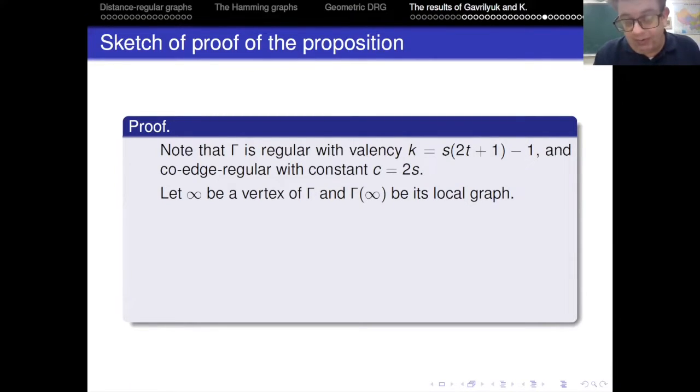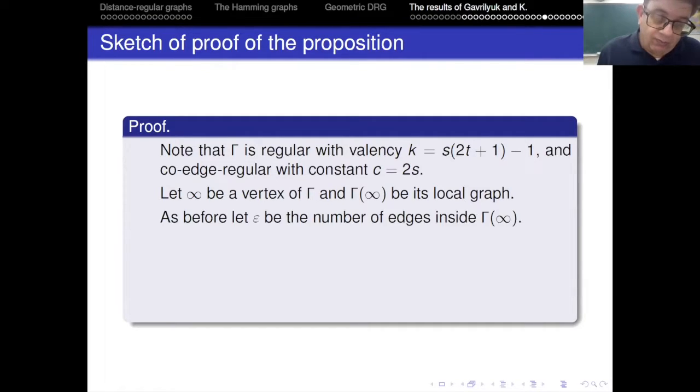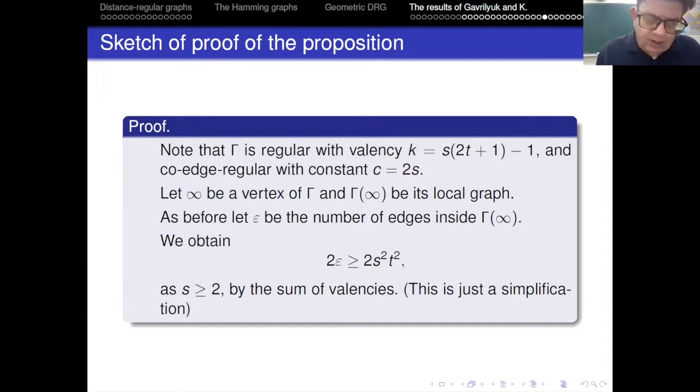And now you take an arbitrary vertex infinity of gamma, and gamma infinity is the local graph at this vertex. Let epsilon be the number of edges inside gamma infinity. Then from the first equation, we get the sum of the degrees. We get that if s is at least 2, this is a lower bound. It's just the main term. That is what I really want to say here. This is just a simplification of that formula. There are some extra terms in there, but if s is at least 2, they are at least 0.